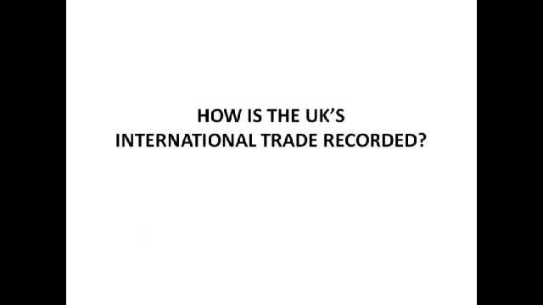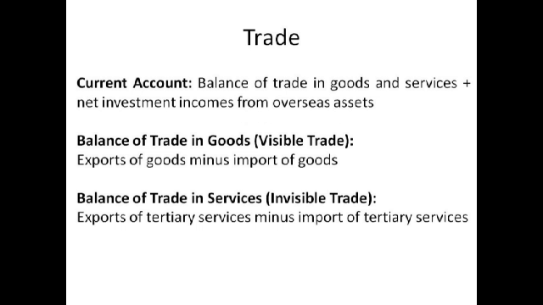So how is the UK's international trade recorded? The best way of calculating international trade is with the current account, which adds the balance of trade in goods and services to the net investment incomes from overseas assets. So the balance of trade in goods is the export of goods minus the import of goods, and the balance of trade in services is the export of tertiary services minus the import of services. And these are really important to see whether we've got a current account deficit or surplus, so we know how well we're trading with other countries.